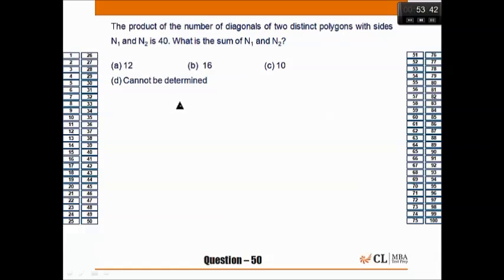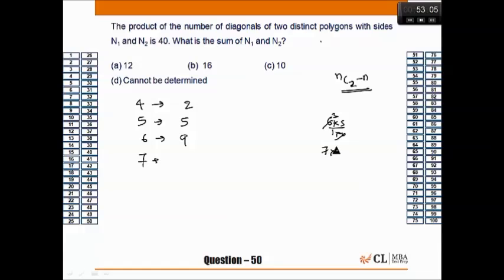The product of the number of diagonals of two distinct polygons with sides n1 and n2 is 40. Let me put in all the values. The number of diagonals is nC2 minus n. Okay, if you don't know that, gone. 4-sided figure, 2 diagonals. 5-sided figure, 5C2 is 10, 10 minus 5, 5 diagonals. 6C2 minus n, 6 into 5 divided by 1 into 2, 15 minus 6, 9 diagonals.